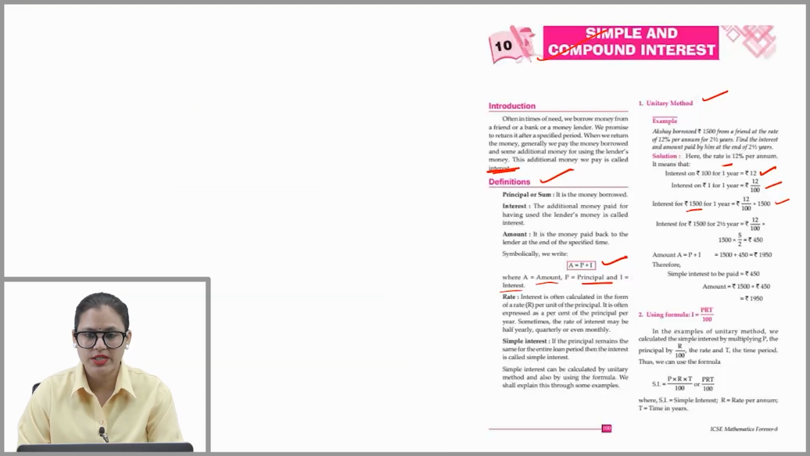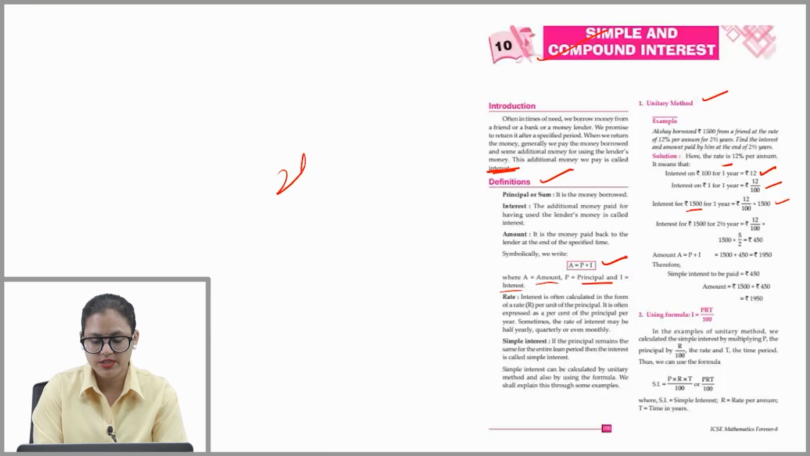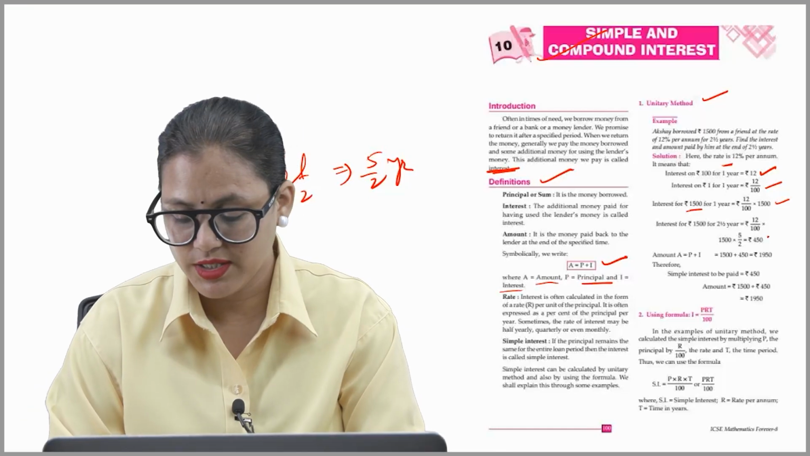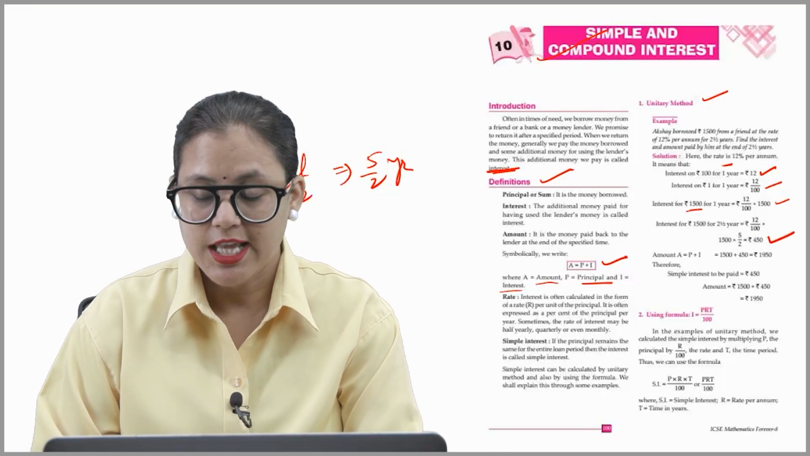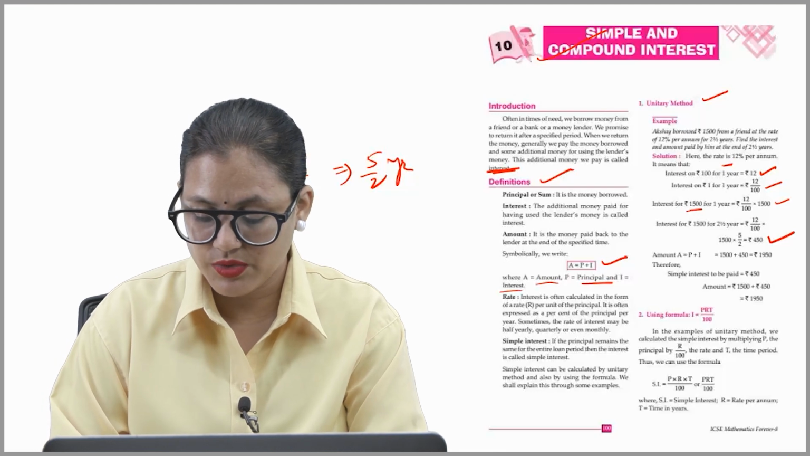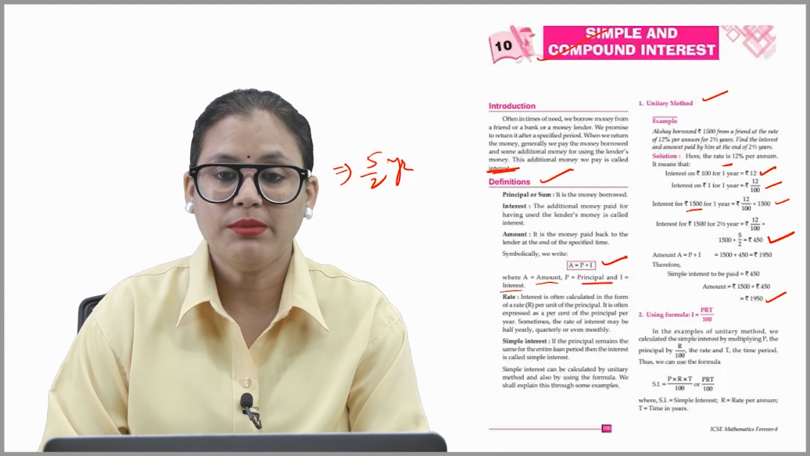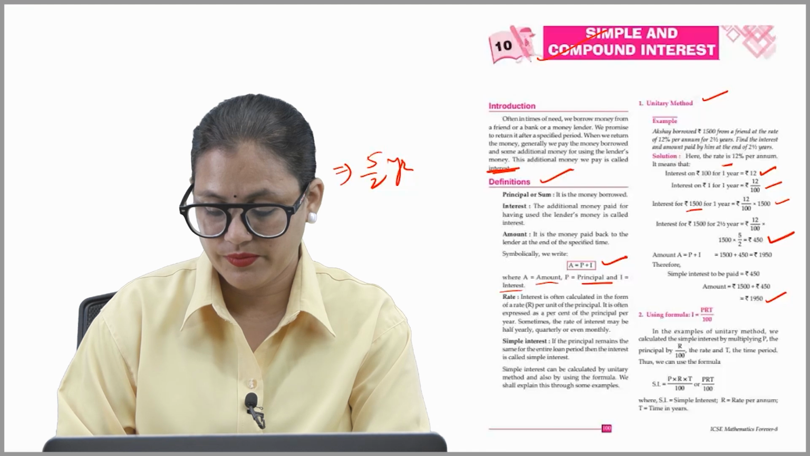So interest for rupees 1500 for 2.5 years is what? 2.5 years is what? 2 into 2, 4, plus 1, 5 by 2 years. Okay. So this is the interest. So the amount paid is 1500 plus 450, that is 1950.